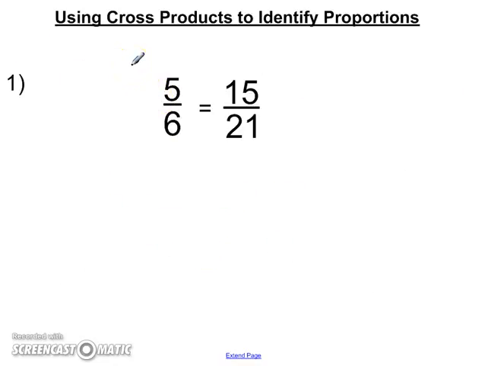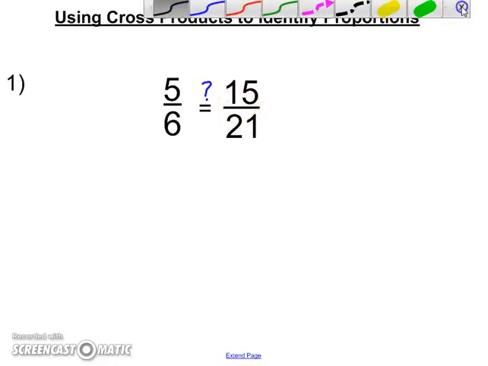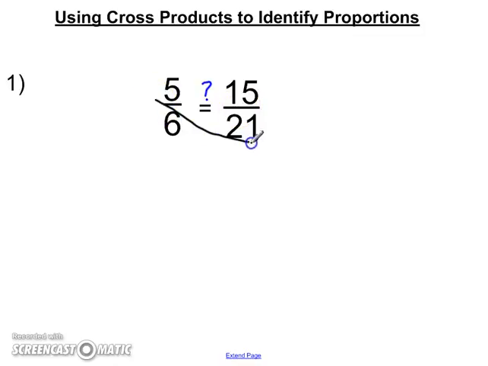So first of all, we're going to use cross products to identify if two ratios are proportional or not. So the question here basically is, are these equal right here? Is 5 to 6 equal to 15 to 21? Now you may look at this and know automatically that yes it is or no it isn't. But let's just go ahead and check. The cross products will be equal if these are proportional. So 5 times 21 will equal 6 times 15.